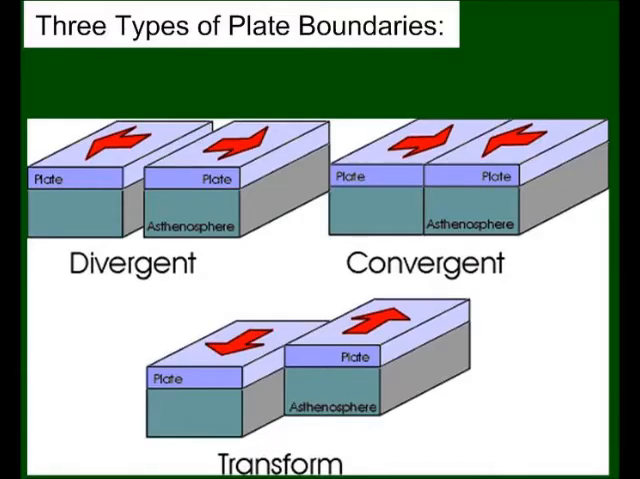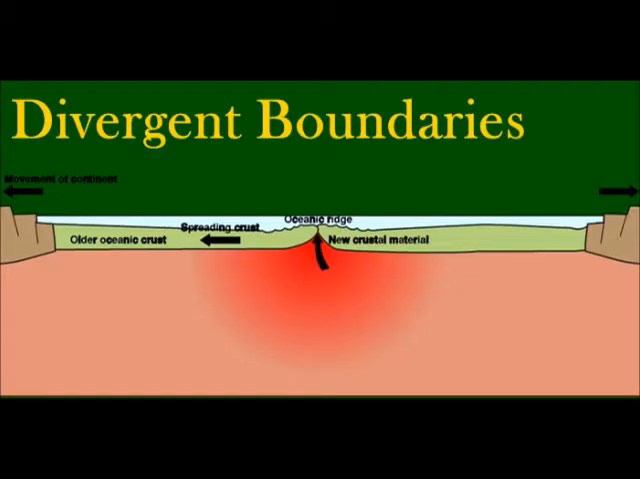There are 3 main categories of plate boundaries: divergent, which is where 2 plates are spreading apart; convergent, where they're coming together, and transform, which is where they're sliding past one another.